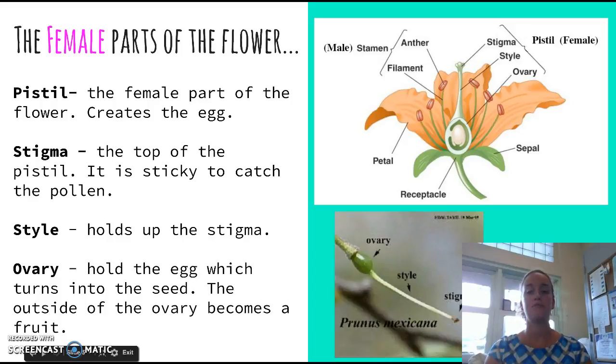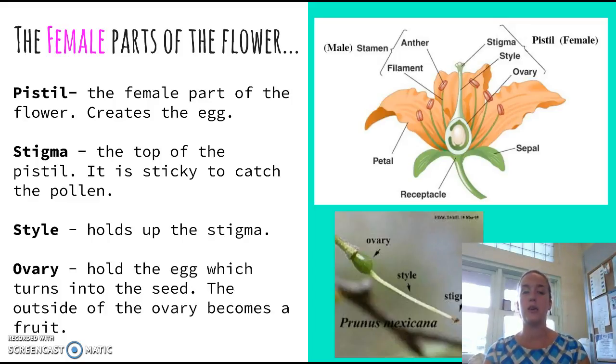All right. I do believe that is all. Thank you very much for listening. Please remember all the different parts of the flower because we're going to talk tomorrow about how pollination actually occurs, how a plant actually reproduces and makes seeds.